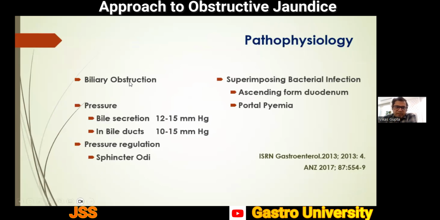So biliary obstruction, if we understand the pathophysiology, normal bile secretion occurs at a pressure of 12 to 15 millimeters of mercury. The pressure in the bile duct is 10 to 15 millimeters of mercury, and this is regulated by the sphincter of Oddi. And if there is superimposition of bacterial infection, ascending either from the duodenum or from portal pyemia, it can lead to cholangitis if this system is obstructed.